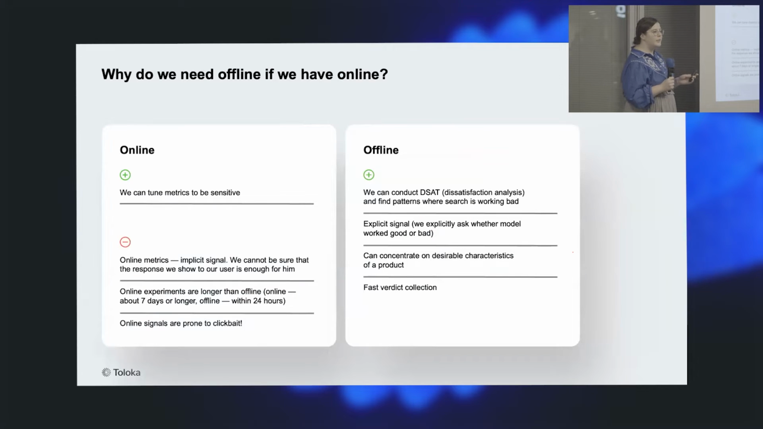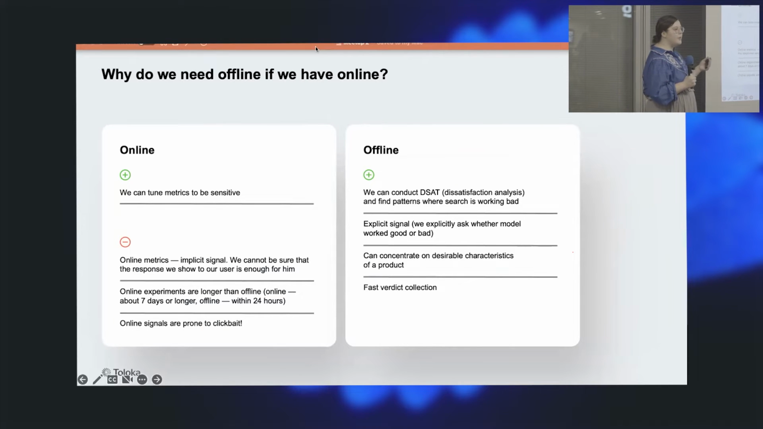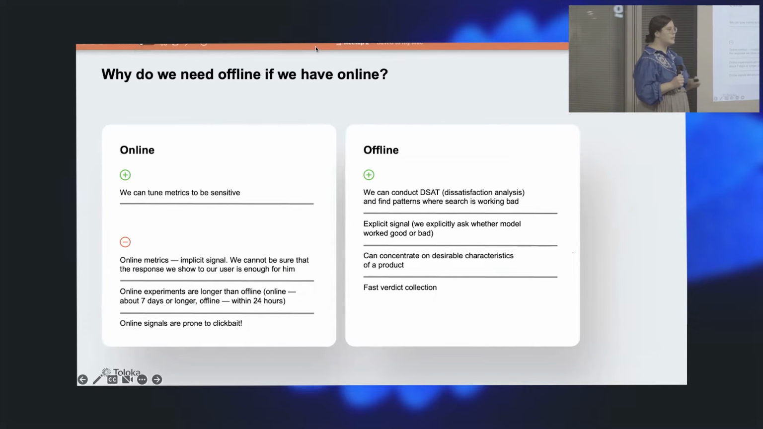Online signals are something implicit. You know that a user has clicked on some web page or some item and looked through it, but you never know what his intention was. Maybe he saw a beautiful picture, maybe he clicked at random, maybe he just wanted to check something. It's an implicit signal. You never know whether it is caused by something that interests the user.